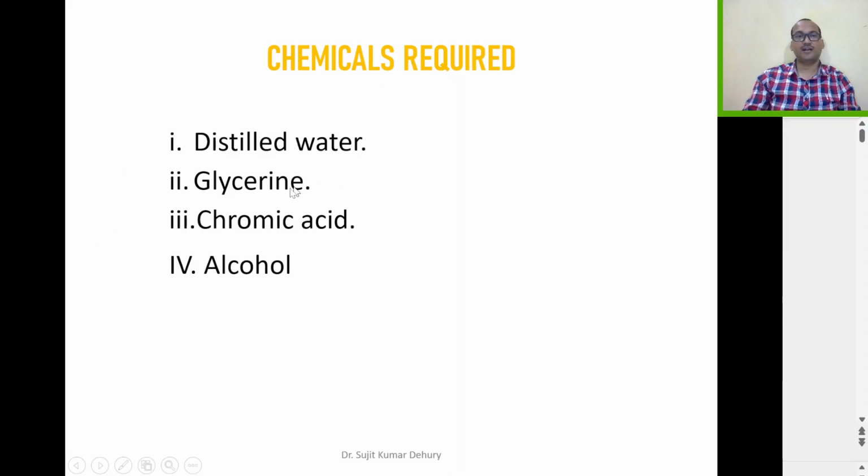So what are the chemicals required? We need glycerin, distilled water, chromic acid, and alcohol.